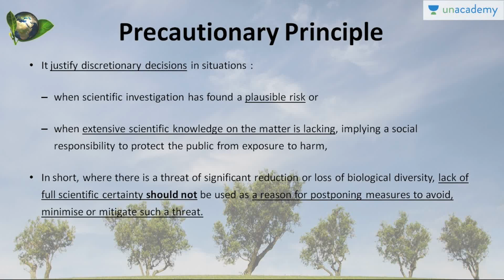Now, it will justify discretionary situations where scientific investigation has found a plausible risk. For example, what if it converts into a virus and it destroys everything on the humanity like the plague did in the 14th century? And when extensive scientific knowledge on the matter is lacking, it implies a social responsibility on the part of government to protect the public from exposure to harm. It is a very important concept, you should know about it. In short, whenever there is a threat of significant reduction or loss of biological diversity, lack of full scientific certainty should not be used as a reason for postponing measures to avoid, minimize, or mitigate such a threat. For example, if global warming is not happening, assume, still you should do something to prevent it, because if it is happening, then it will create havoc.